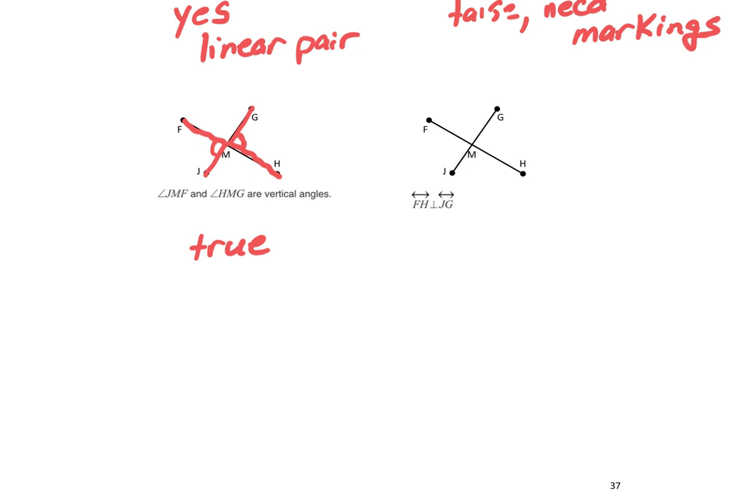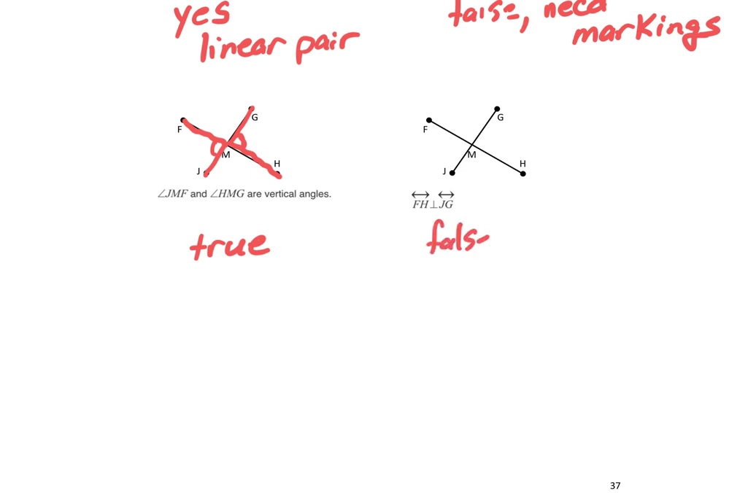Okay, finally, what's the upside down T mean? Perpendicular, okay? So the way we're going to read this is line FH perpendicular to line JG. In order for these two to be perpendicular, what do they have to form? Okay, right angle. So does it look like these two form a right angle? Maybe, okay? Do we know that for sure? No, okay? So we have to say false.